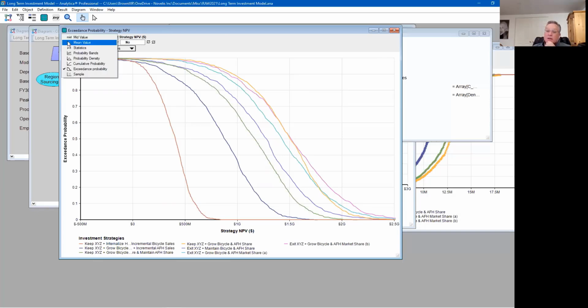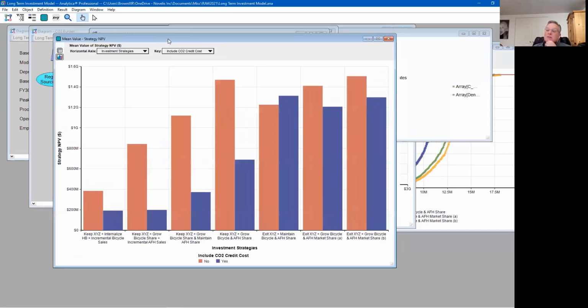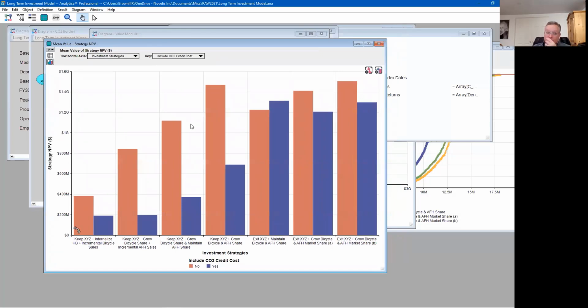What I was going to do is compare these on their expected or their mean values. And I'll need to sort of switch the credit cost into the chart. So now if I look at only the expected values of the net present values of each strategy, those are represented with these red bars. If I burden each of those strategies with the value of the CO2 the way I just described, you can see now that I've got some pretty clear distinctions that can be made between my two best strategies.